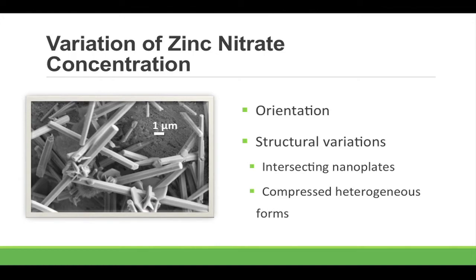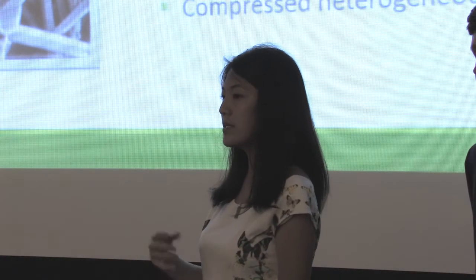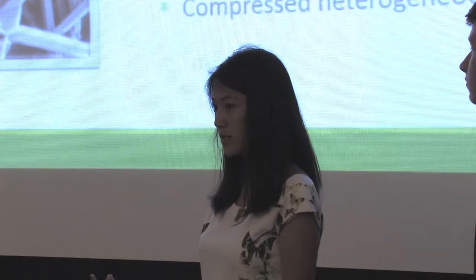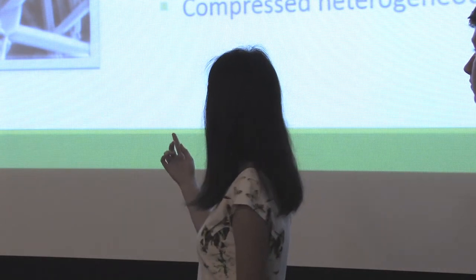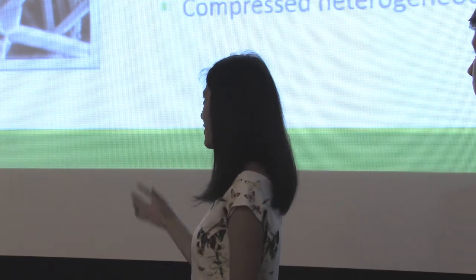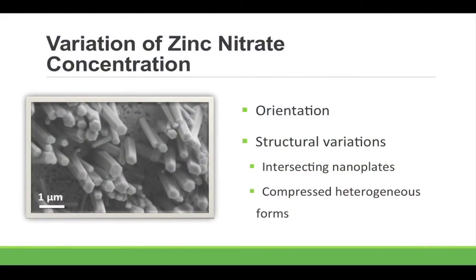Our next set of trials varied the concentration of zinc nitrate hexahydrate within the solution, which was the other reactant. And the primary trend that we observed during this set of trials was that the orientation of the nanorods relative to the substrate became more regularly perpendicular as the concentration of zinc nitrate increased. So as you can see in this image from a trial which had a low concentration, the nanorods are relatively irregular in terms of orientation. And if you look at one of the trials that occurred later on, you can see that they're much more perpendicular, and we believe that this is due to the concentration increasing.